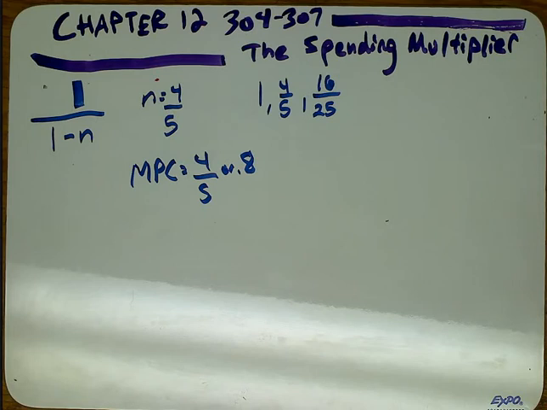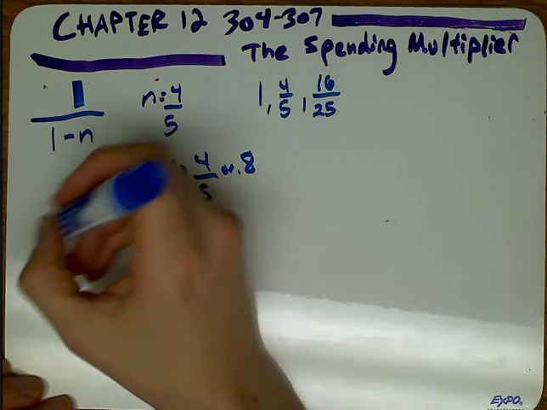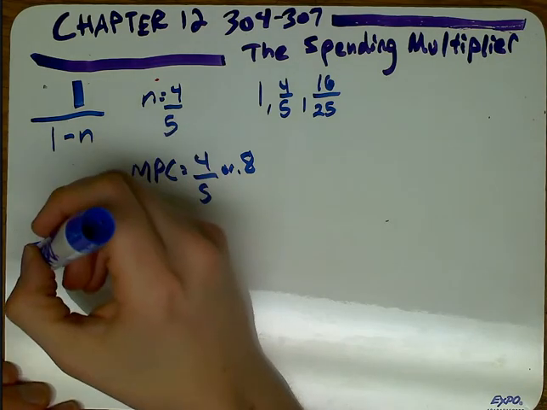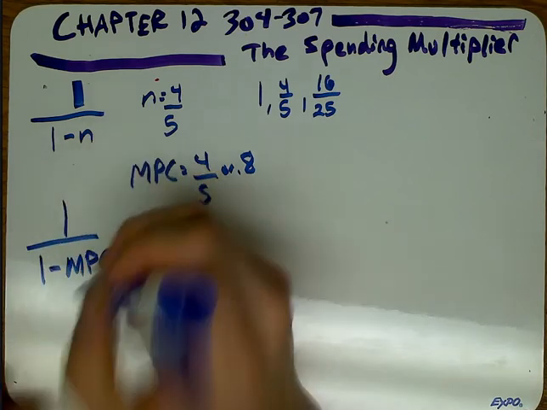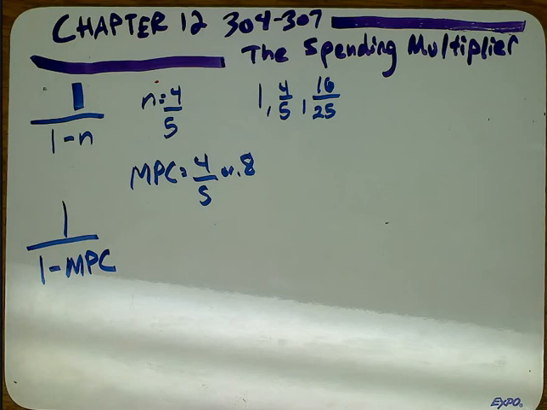The multiplier is 1 over 1 minus the MPC. So I'll let you think about that. Try and figure out, in your head or on paper, what is the multiplier? What's it going to be? Pause the video if you need to.